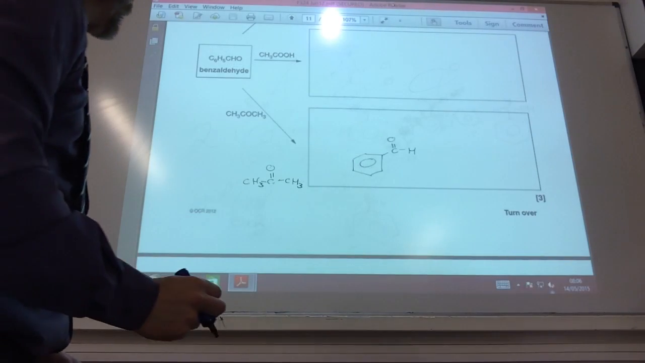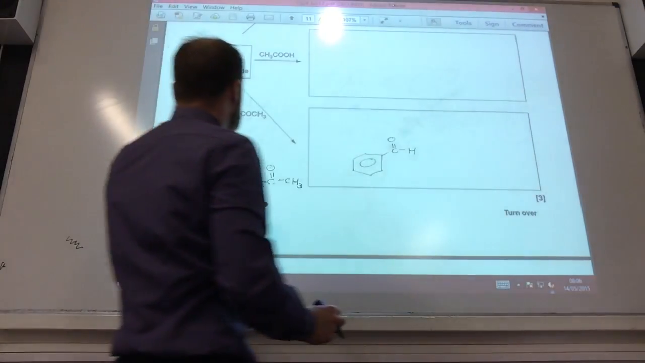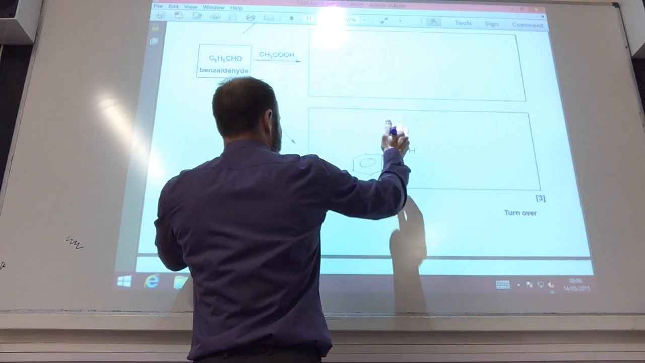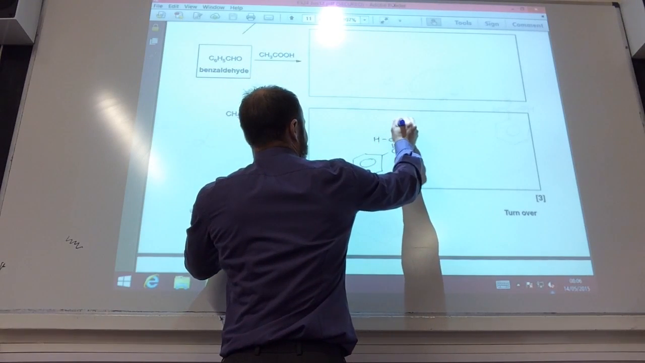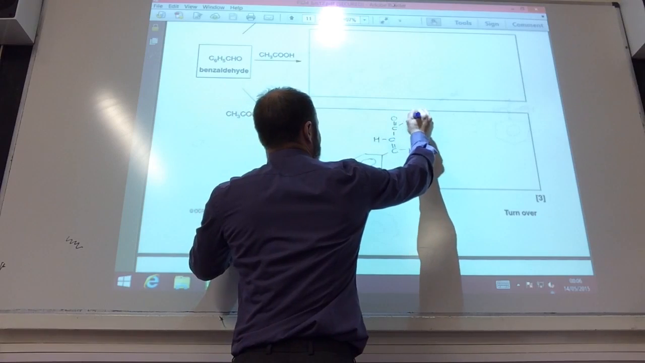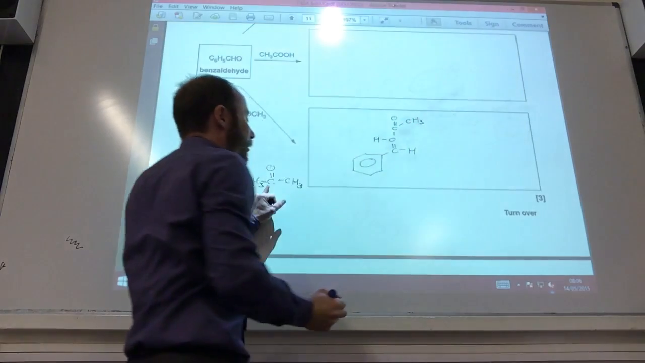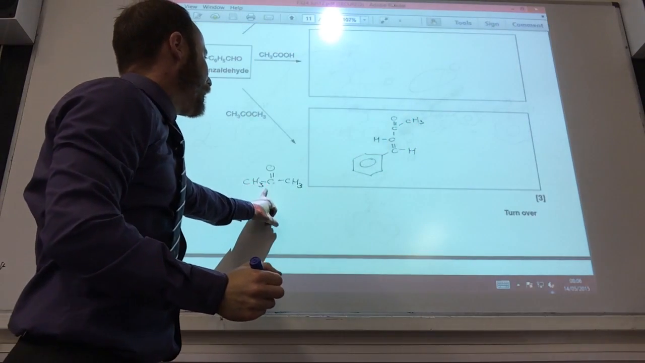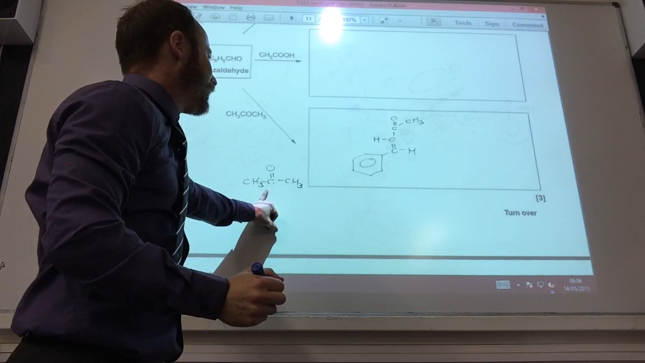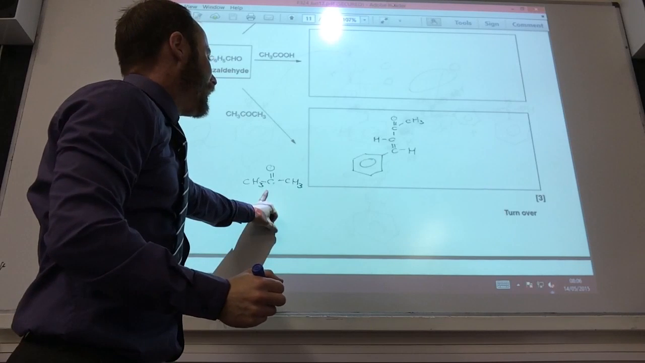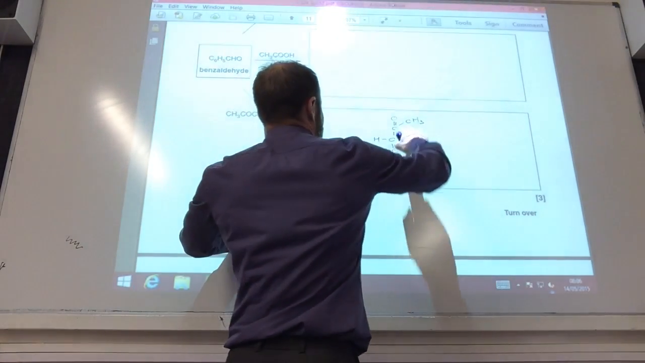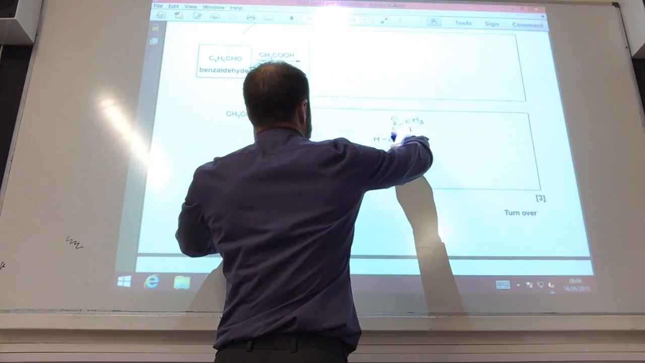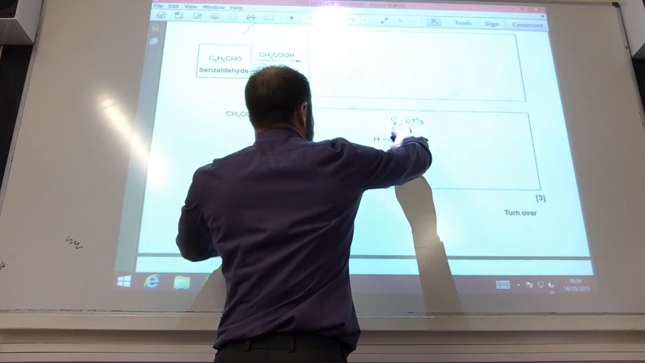Right, so this one's quite a tricky one. It's the same sort of setup here. That O is going to be replaced by that carbon there. And then I'm going to have C double bond O CH3 like so. But then I can have another benzaldehyde come along and do the same thing, because I've also got a C double bond O CH3 there.